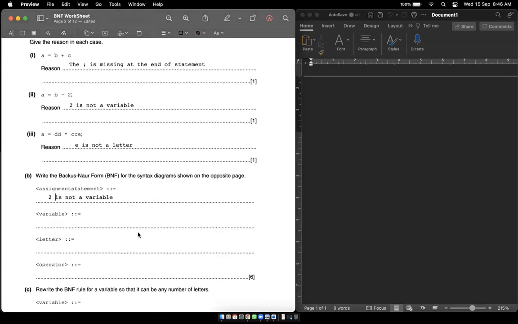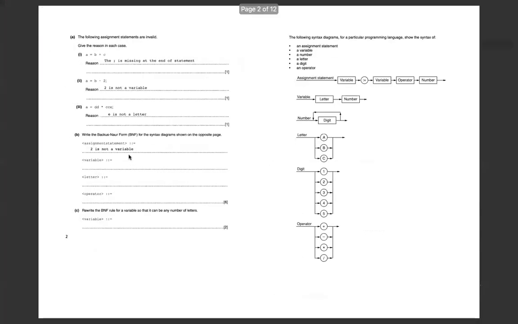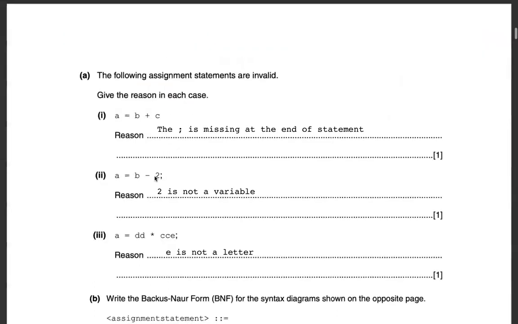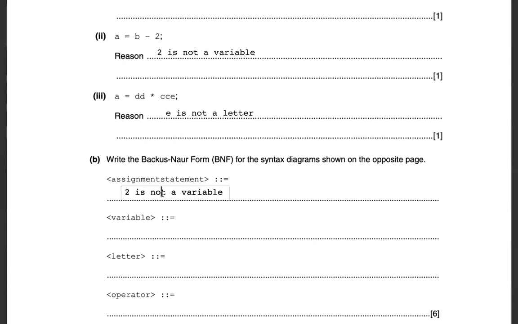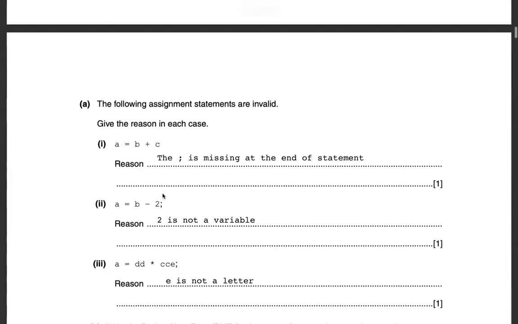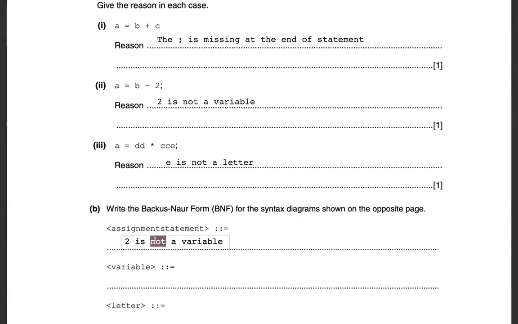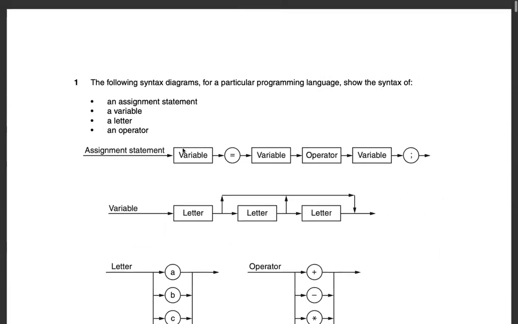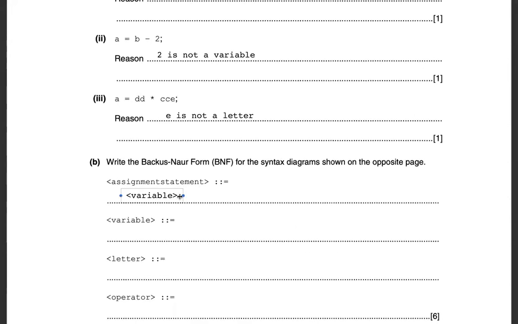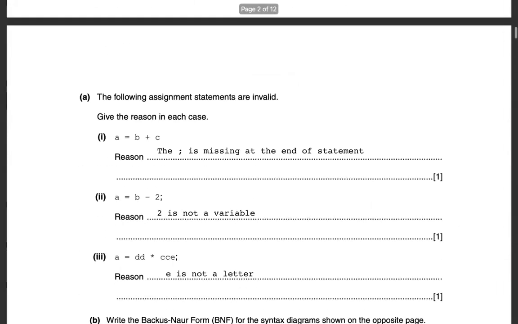So by that logic, my answer should be something like this: variable. Now notice that I have mentioned these symbols here because, as per the syntax diagram, variable here is a non-terminal. So if you remember, any non-terminal in Backus-Naur form has to be enclosed in these symbols. So followed by the equal sign. The equal sign will remain as it is, because the equal sign is a terminal.